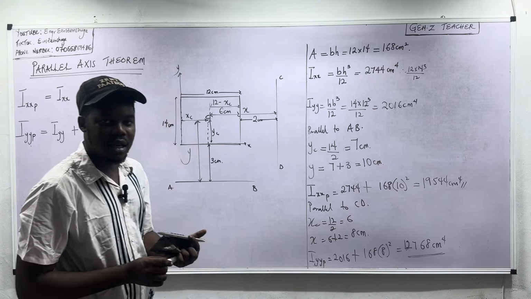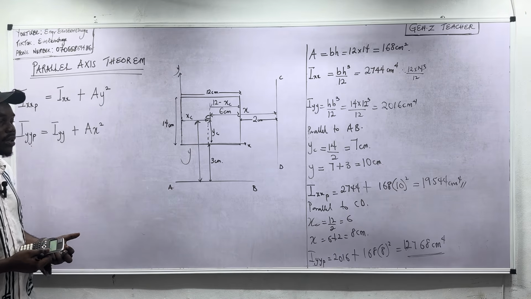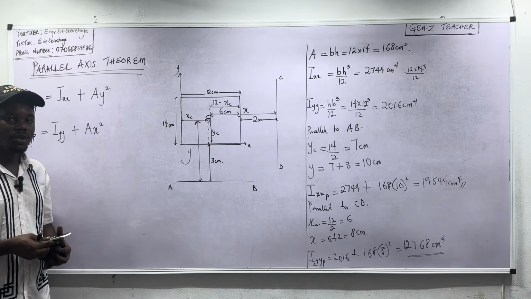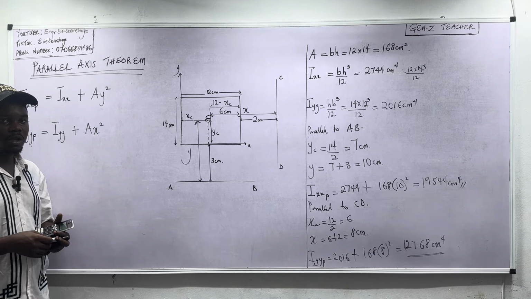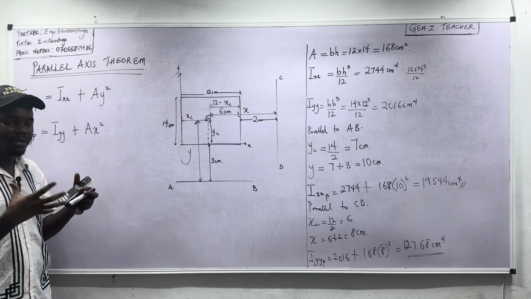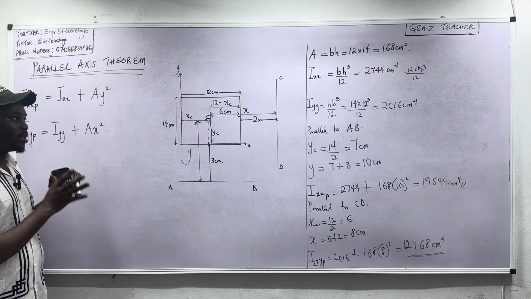So guys, this is how you solve for the parallel axis theorem. In our next video, we're going to see a larger question for a composite shape, a shape that has different shapes embedded in it, and you'll be asked to find this same quantity for that question.